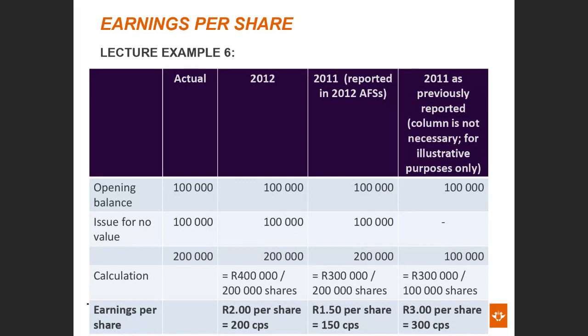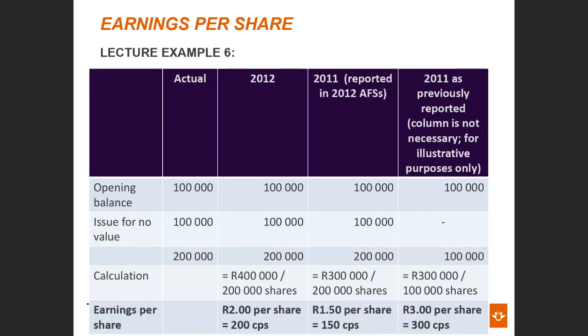So there was a capitalization issue of 100,000 ordinary shares during the year ended 31 December 2012. It doesn't really tell us the date here, but they're assuming there was a capitalization of ordinary shares during the year ending 31 December 2012, okay? Remember we said there is no time weighting, so it doesn't really matter when it happened. There's no time weighting here because it is a no value share issue.